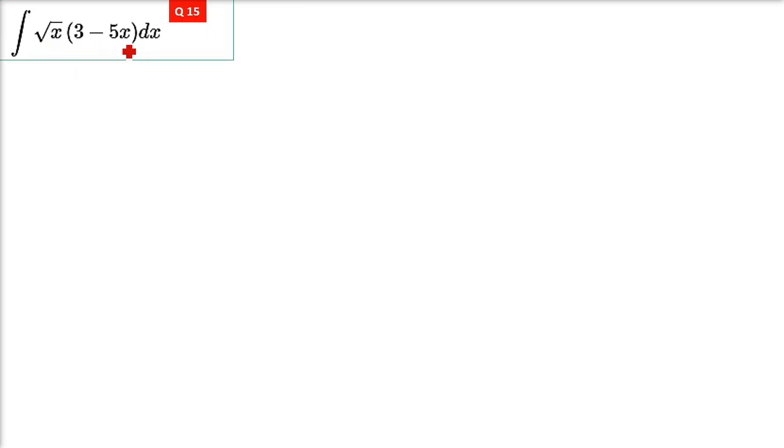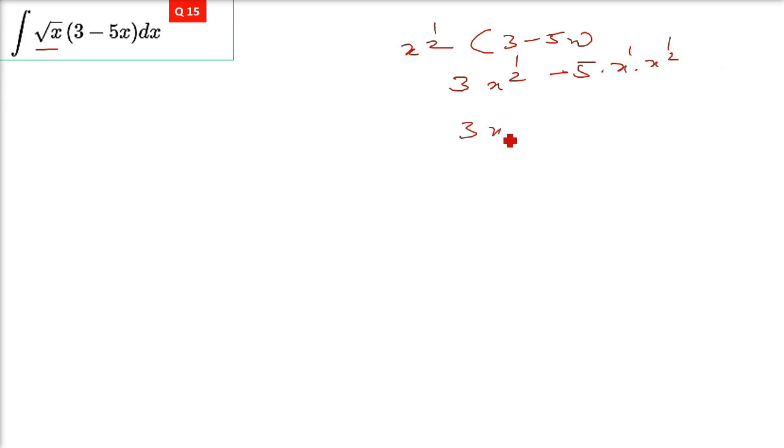Now we have this similar type of question. Under root x is x raised half. Inside this we have 3 minus 5x. You can just multiply it. 3 into x raised half and minus 5 into x raised half. So this is 1 plus 1 by 2. 3 x raised half remains same. 1 plus 1 by 2 is 3 by 2. So it's x raised 3 by 2.